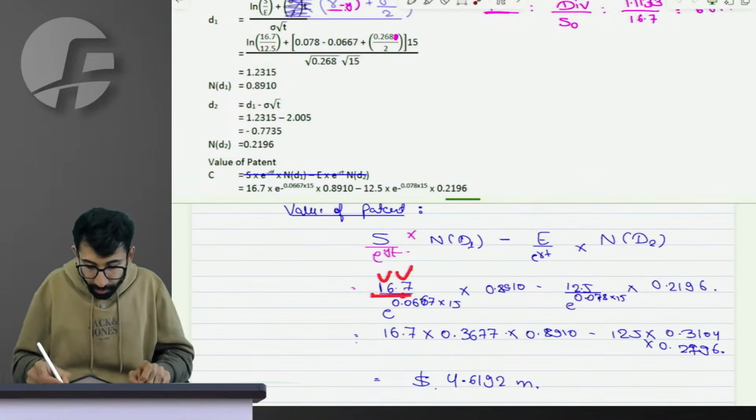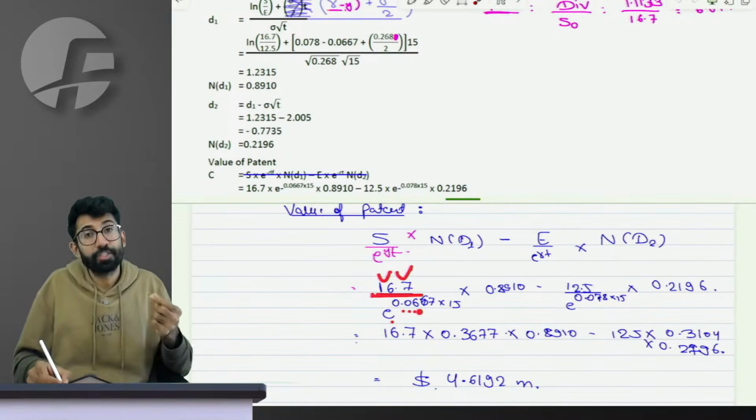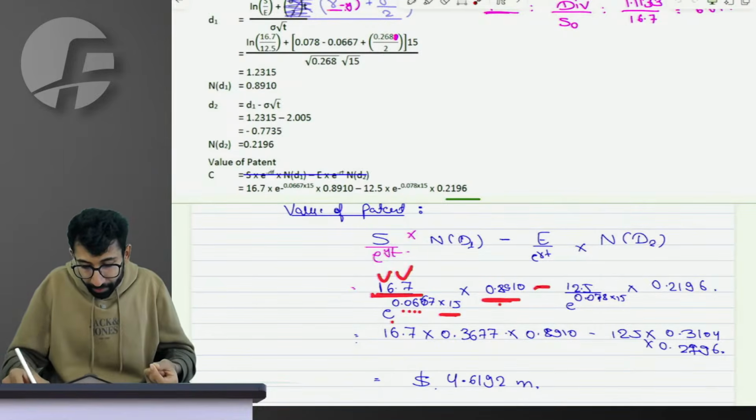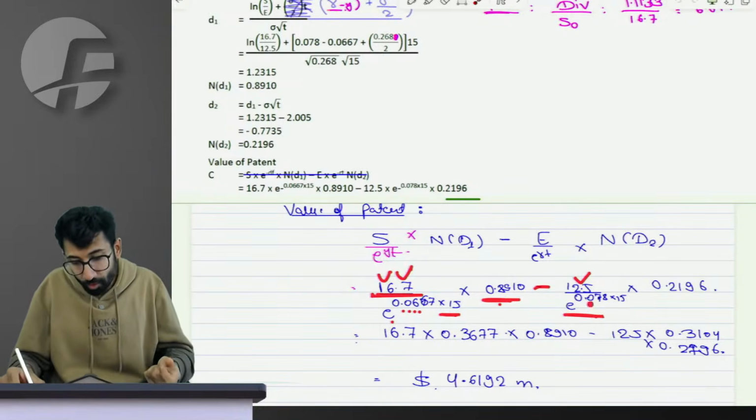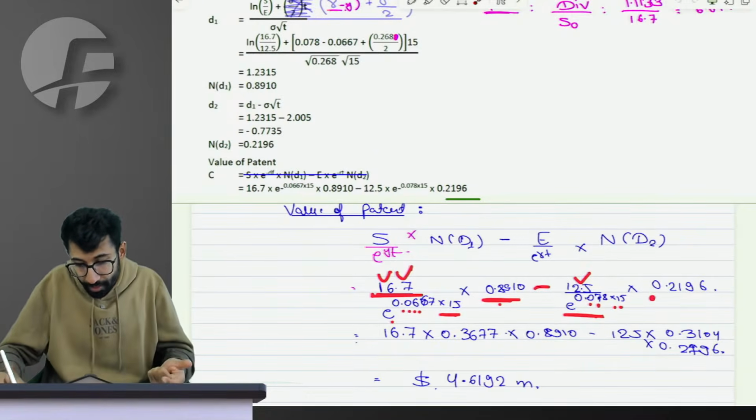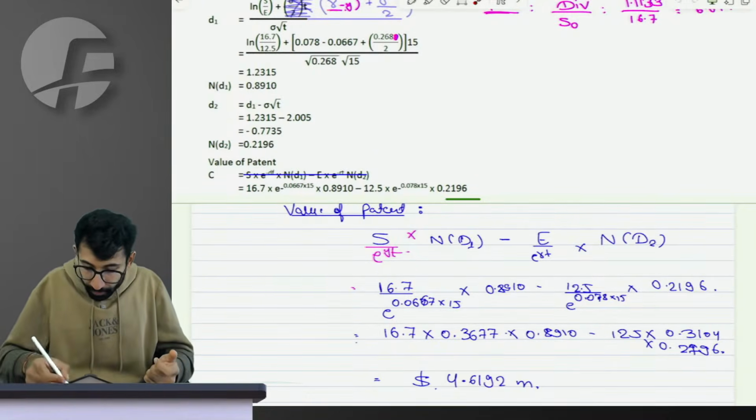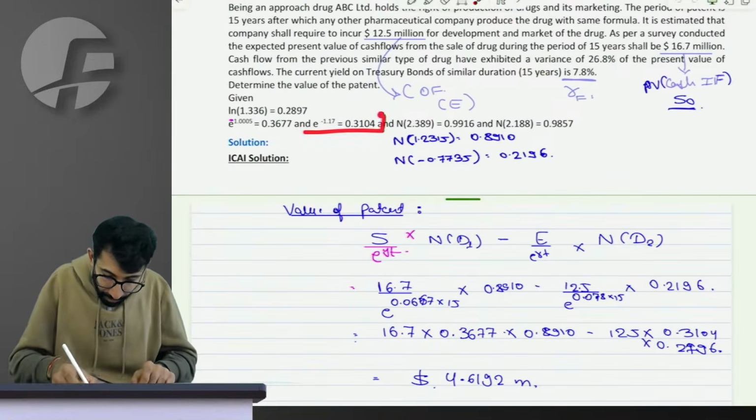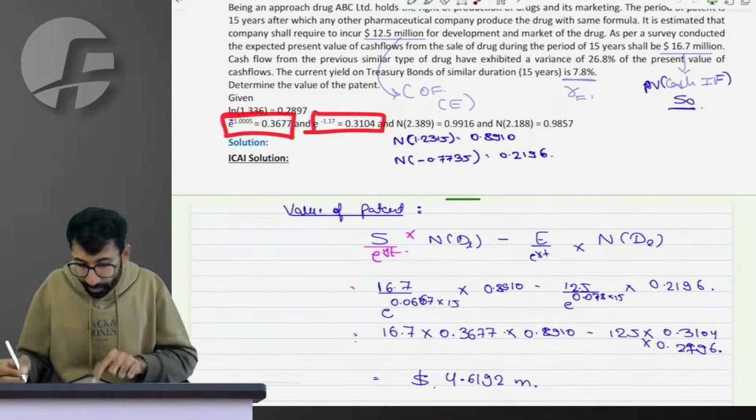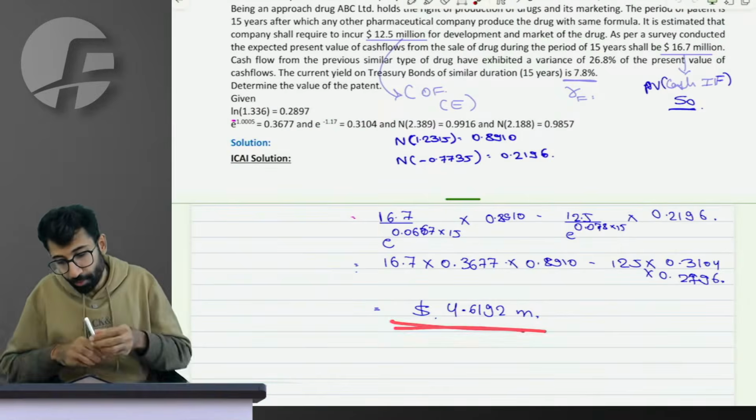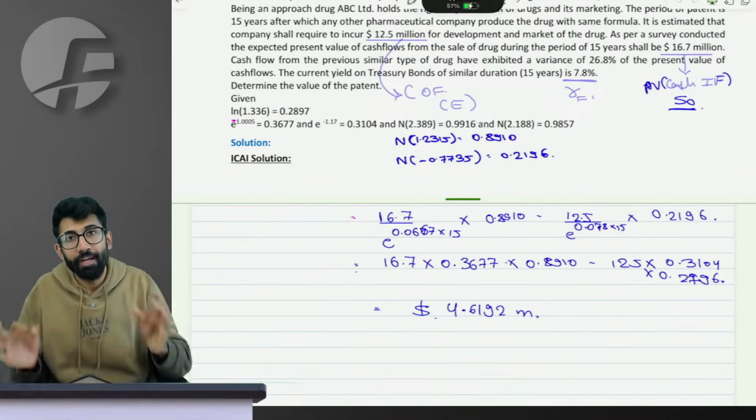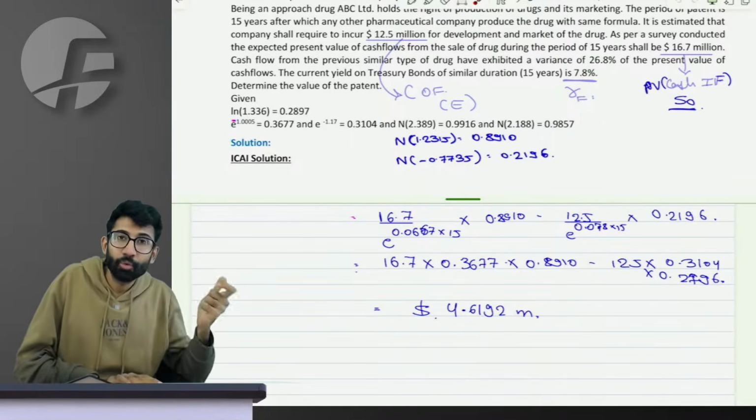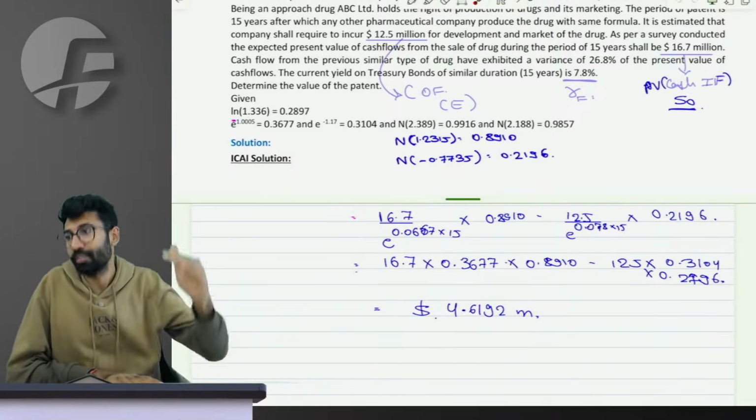So spot price of 16.7 divided by e raised to y, which is 0.00667 into t is 15, multiplied by ND1, minus exercise price divided by e raised to r of 7.8 into 15t into ND2. Perfect. This equation when you solve, because e raised to RT values are given to you, you get the value of $4.6192, which is the value of call option, the value of patent, because that patent gives you a right to start a business at 12.5, whose value in the market is 16.7.